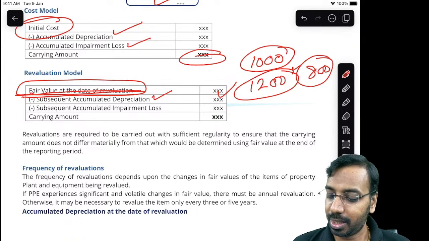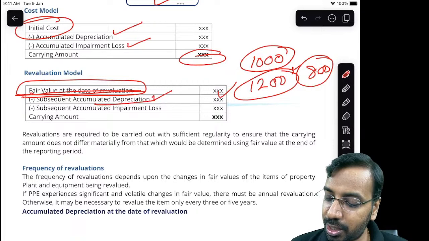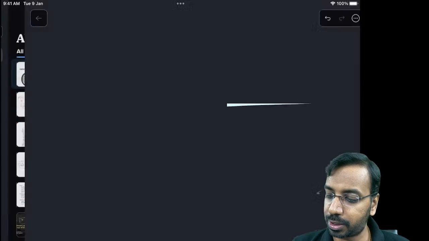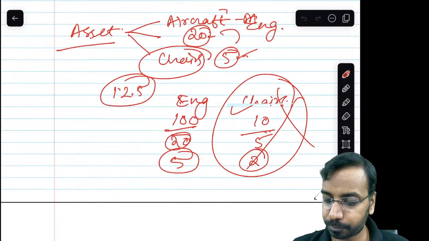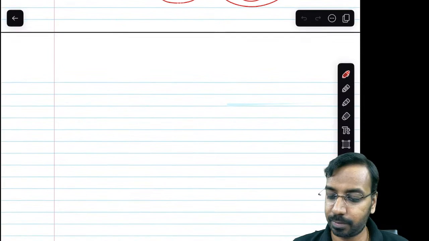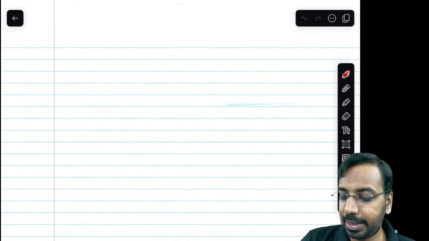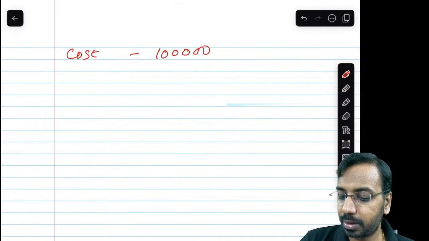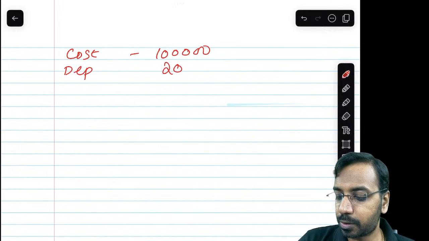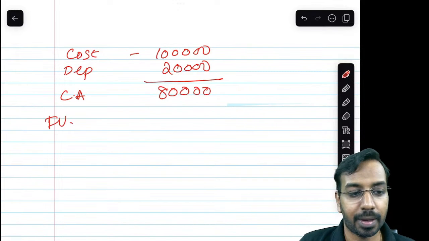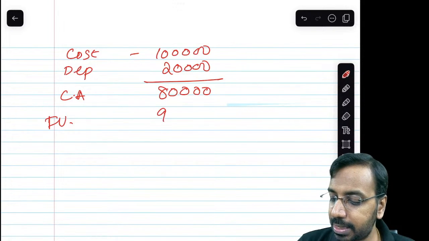Subsequently, you will charge depreciation and impairment on the revalued amount. Okay. Now, how do we do the revaluation? I'll just show you once. Let us say cost is 1 lakh, depreciation is 20,000, carrying amount is 80,000. Then you determine what is the fair value. The fair value, let us say, is 90,000.